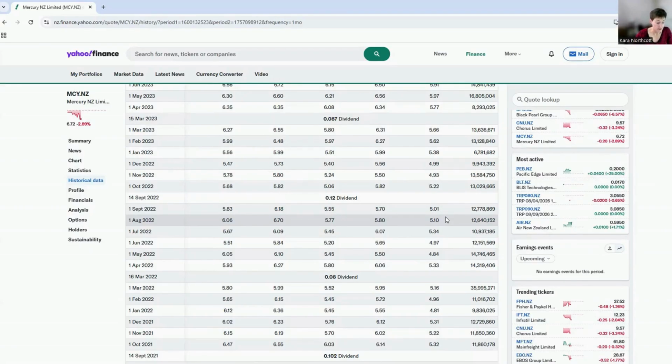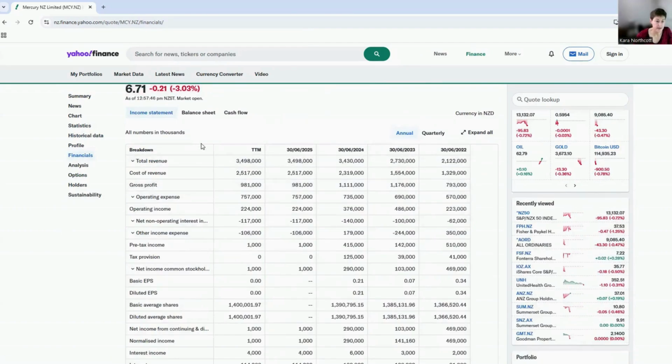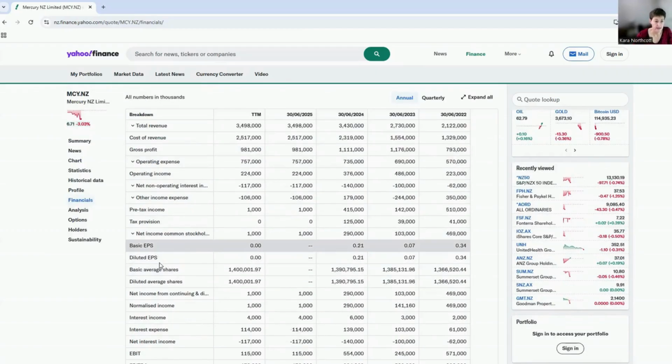We also want to make sure that it's providing consistent earnings over time. So let's have a look at that. So if I click on the financials tab and it just comes back up to the income statement, if I scroll down, you've got basic earnings per share and you've also got diluted earnings per share. That's the sort of figure that I would look at to make sure that it's quite consistent.